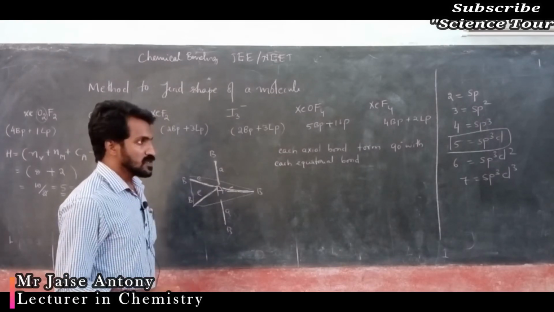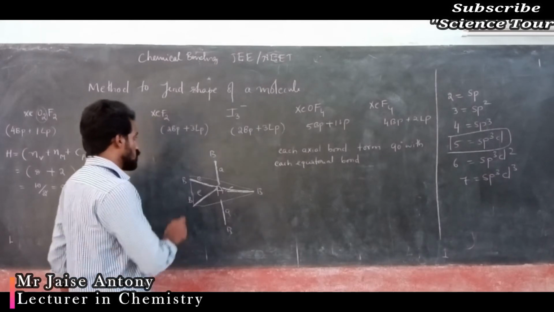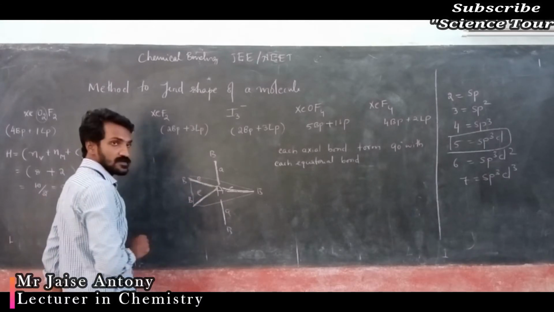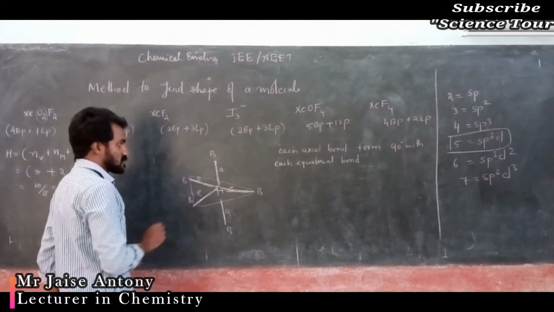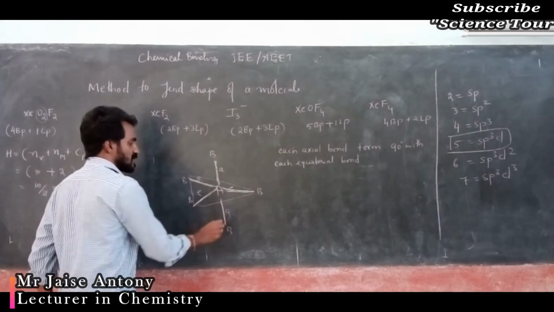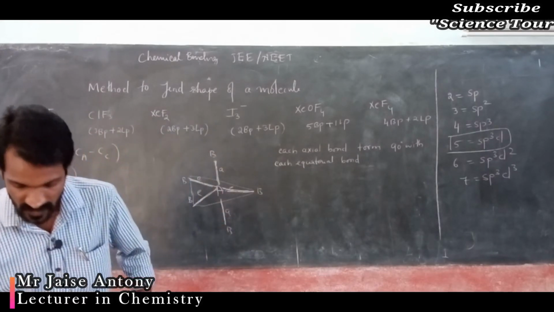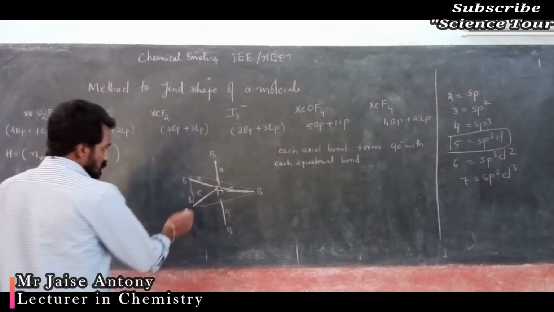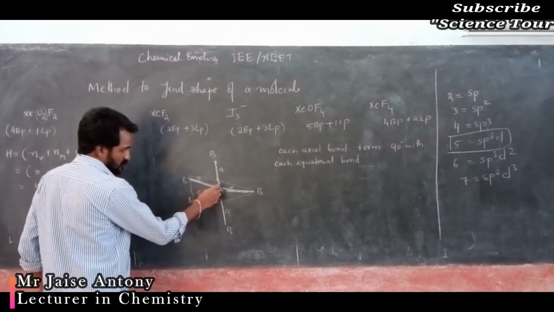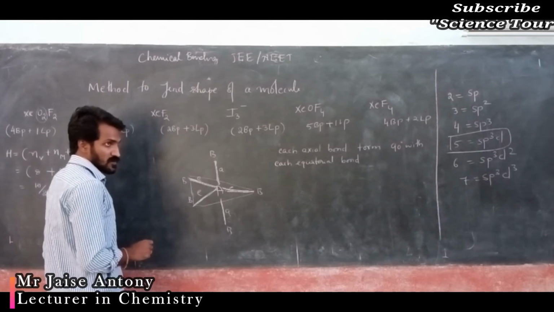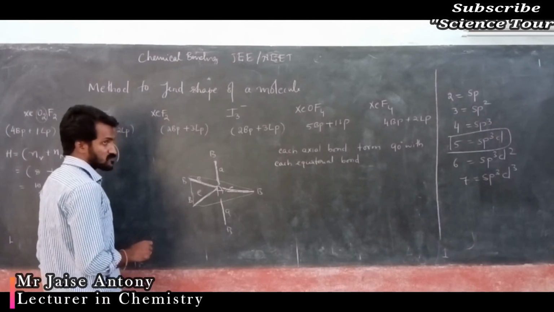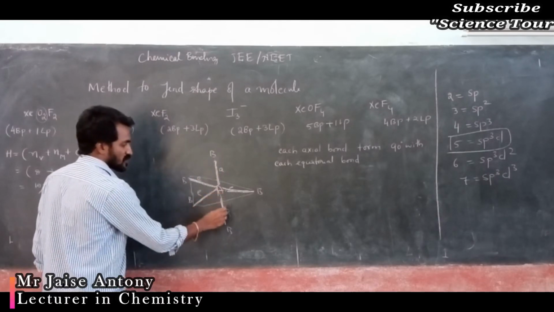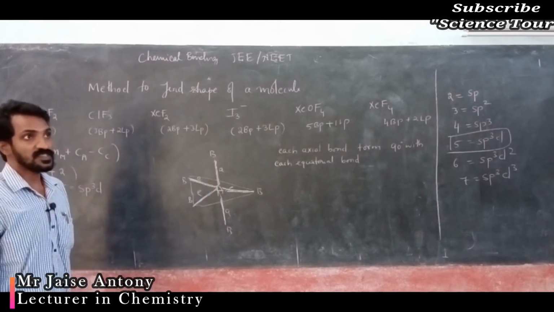Correct? Same time, one more question is, this axial-to-axial angle is actually 180 degrees. Here one more question arises. Each equatorial bond forms two 90 degree angles with the axial bonds.